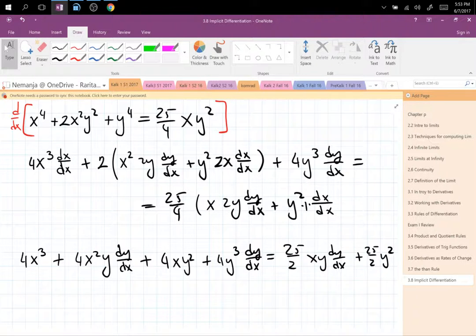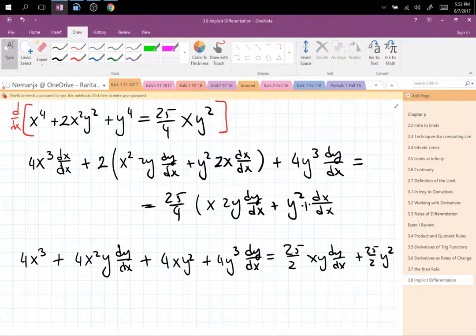So as you can see, I distributed on the left. There was a product rule on the left and on the right, so you have to do it carefully. And then the last line I have is simplification. I just cleared some terms out and got all of the dx over dx out and so on.